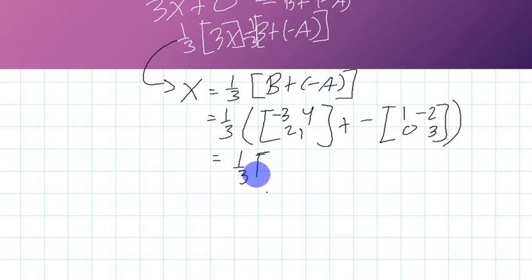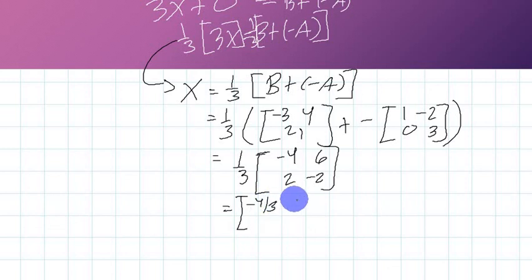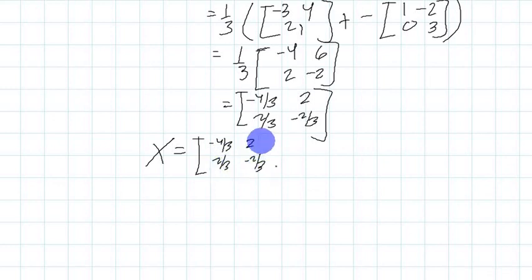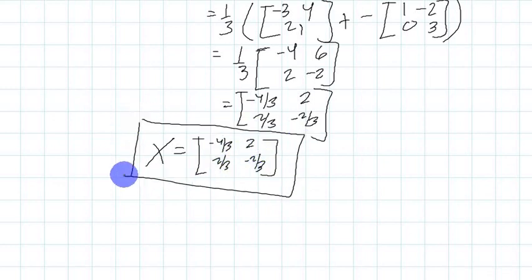I'll add the matrices first, and I'm going to have negative 3 plus negative 1, that's negative 4, then 6, then 2, and negative 2. Finally, multiplying 1/3, I'm going to have negative 4/3, 2, 2/3, negative 2/3. So therefore, the value of our x is the matrix negative 4/3, 2, 2/3, and negative 2/3. And this is possible because of the properties of matrix addition, scalar multiplication, and of the zero matrices.